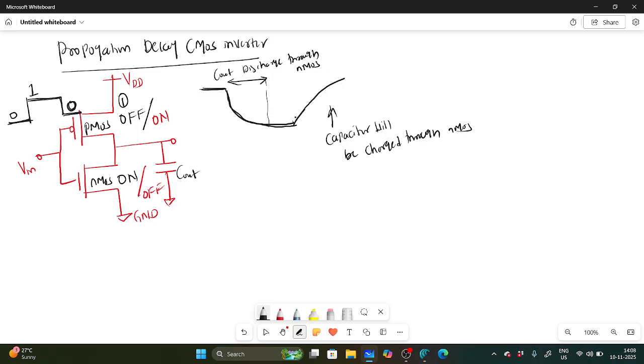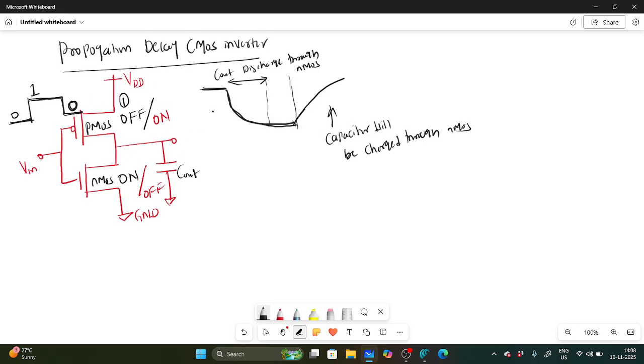Okay, and next, what happens when the input goes from high to low? High to low: PMOS is on and NMOS will be off. So what happens? C out gets charged via PMOS. Okay, so what happens if you draw the actual waveform?